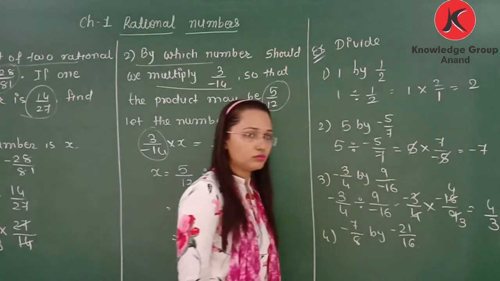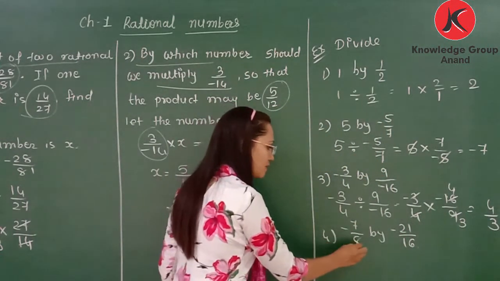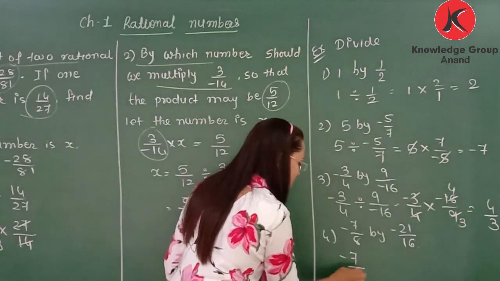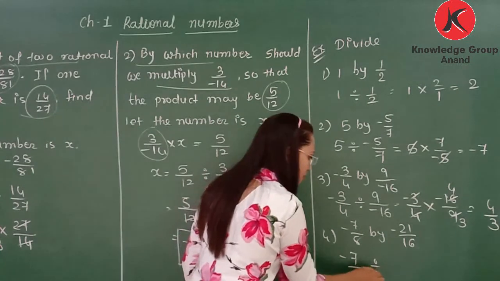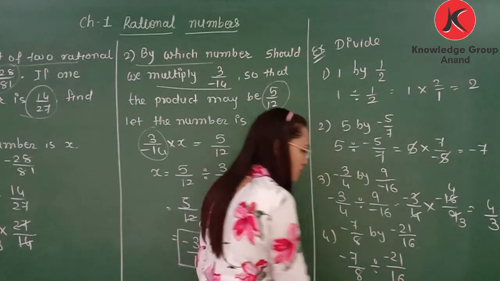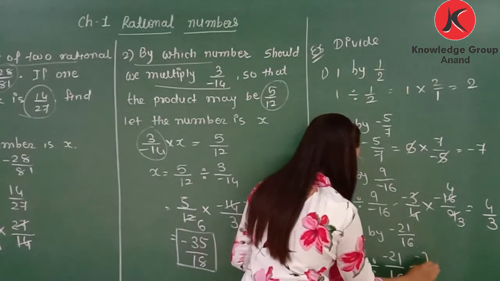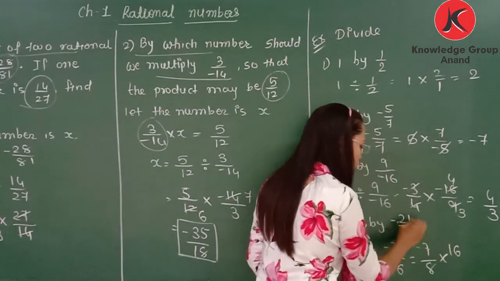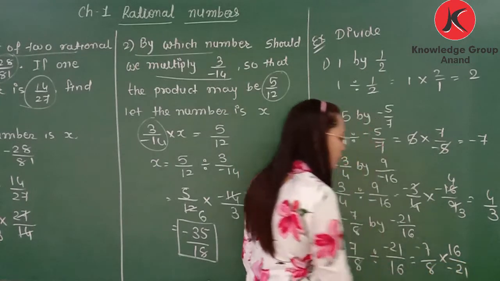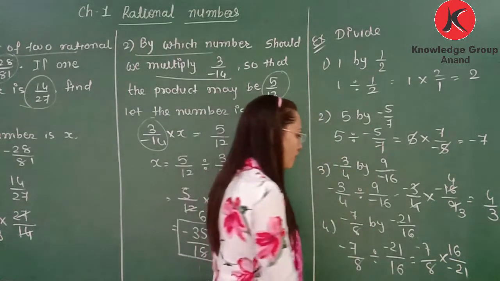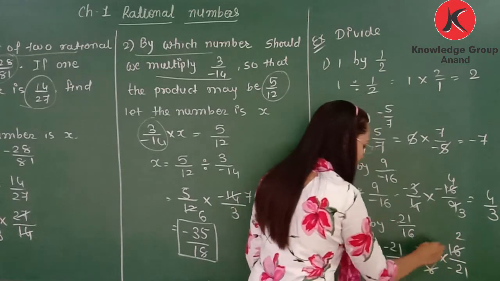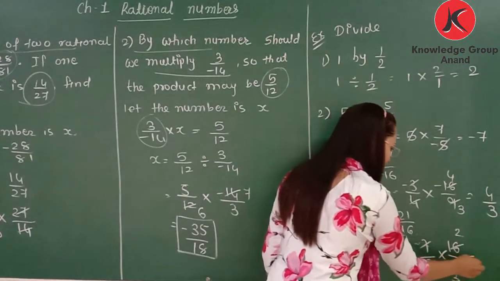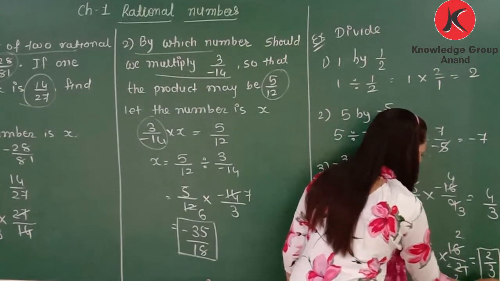Now next one. Minus 7 by 8 divided by minus 21 by 16. So here minus 7 by 8 divided by minus 21 by 16. Now minus 7 by 8 as it is, division becomes multiplication. The reciprocal of minus 21 by 16 is 16 by minus 21. Now we get the common factor. 8 2s are 16, 7 3s are 21. Minus minus will be cancelled out, so the answer is 2 by 3.